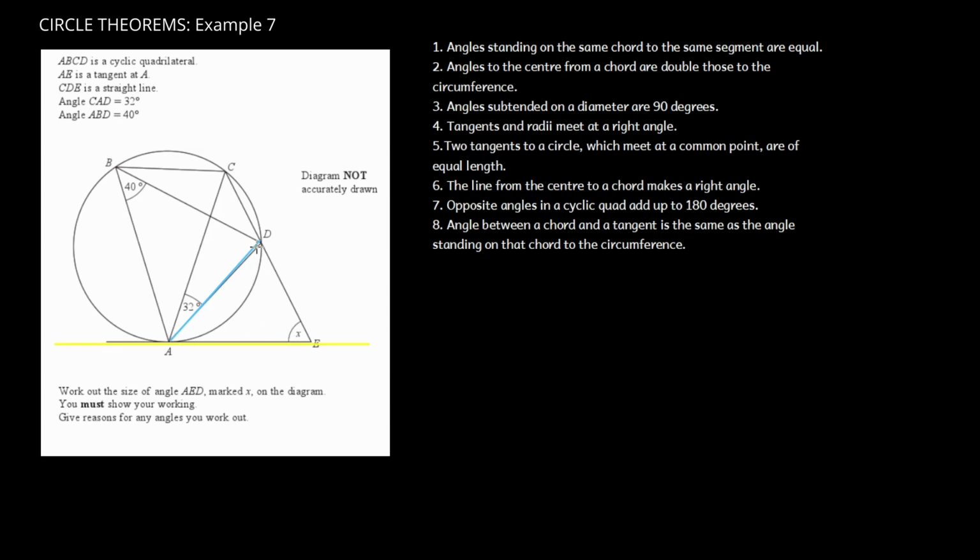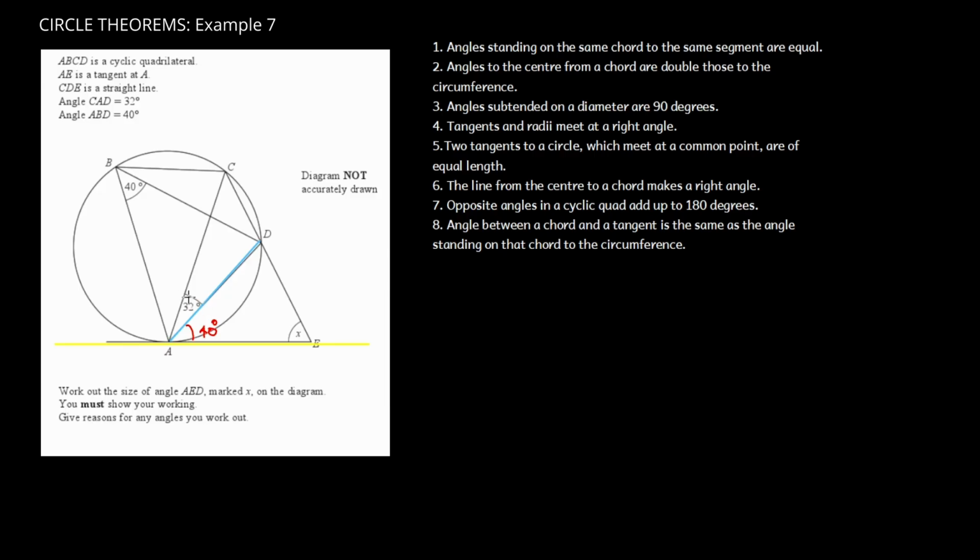The angle subtended on the chord AD is 40 degrees. And if you look at theorem number 8, the angle between a chord and a tangent is the same as the angle standing on that chord. Okay, well, the angle standing on that chord is 40 degrees. So immediately, using theorem number 8, I can say that this angle here is 40 degrees.